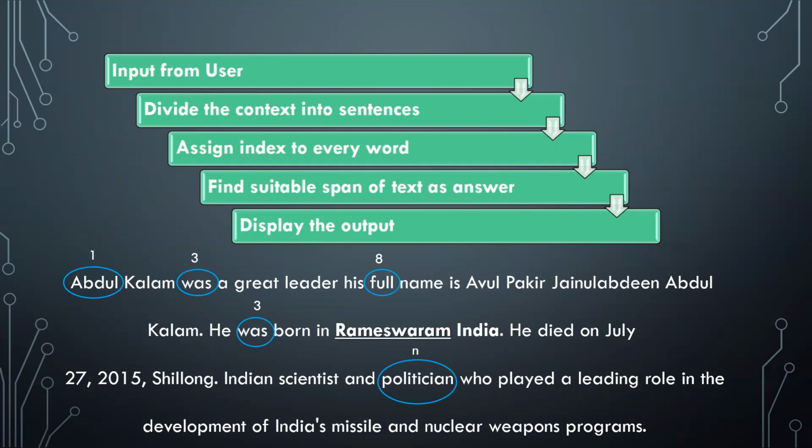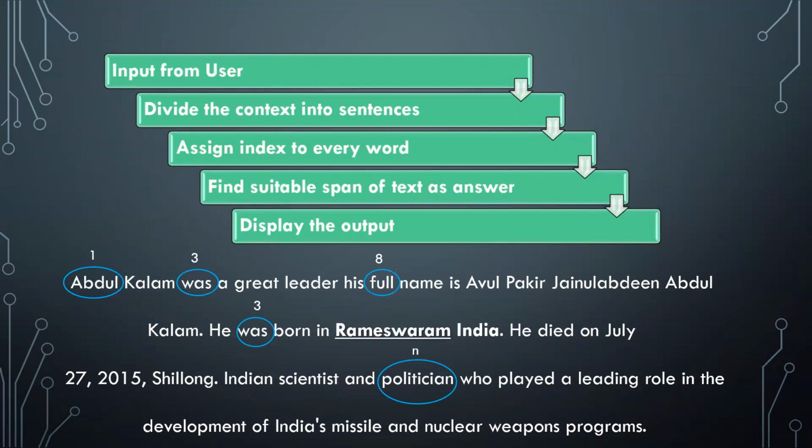So here is a paragraph of Sir APJ Abdul Kalam. Now let us say every word has got a token. Abdul has got a token 1. Similarly, Kalam with token 2, was with token 3, followed by all words. As you can see here, in the next sentence the word "was" is repeated, so it will get the same token as previously. It is repeated, that is 3.